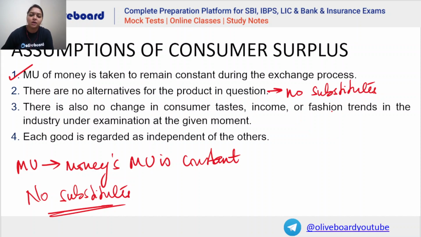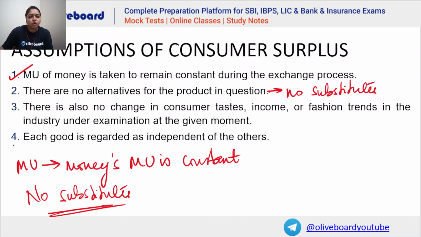There is also no change in consumers' tastes, income or fashion trends in the industry under examination at the given moment. Suddenly you are ready to pay, your income is 50,000, so you are ready to pay 30,000 for that phone. But suddenly if your income becomes 10,000, will you be able to pay 30,000? No, right? And suddenly if your taste changes, if you feel, oh, I don't want a mobile phone at all, okay? So that cannot happen. So we assume that the consumer's tastes, income, preference, everything remains constant, okay?